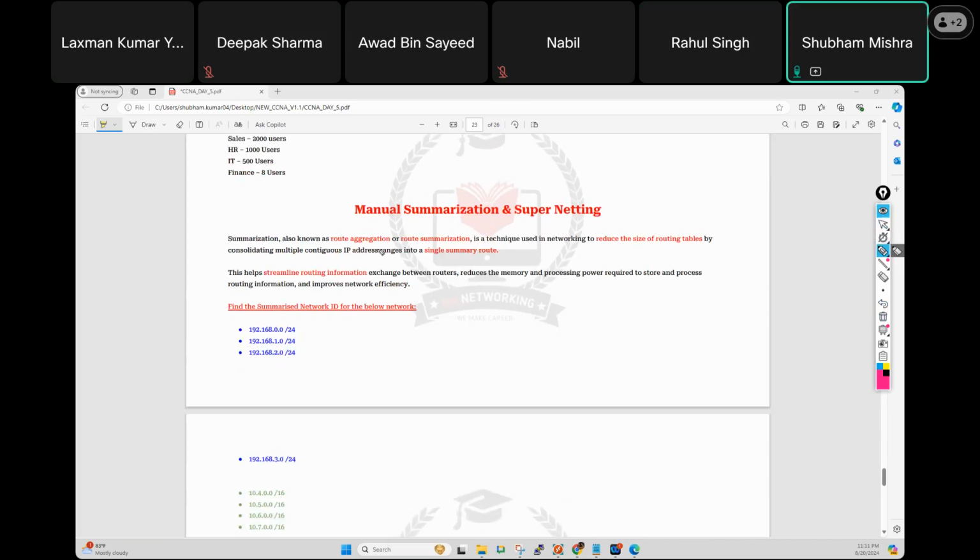Summarization, or in some books, you will get supernetting. Supernetting is also known as manual summarization. So what do you mean by this? Summarization is also known as route aggregation or route summarization. In some books you will get route summarization, in some route aggregation, in some supernetting. All the things are the same. Clear, everyone?